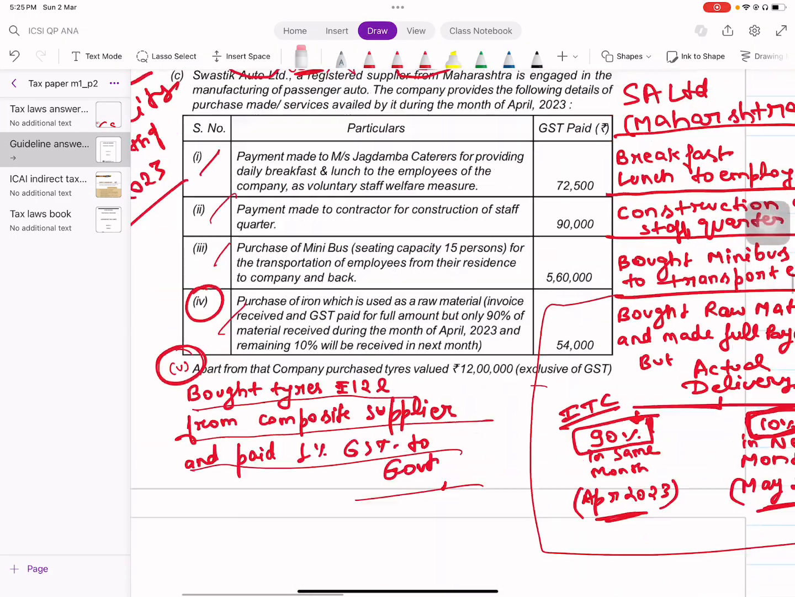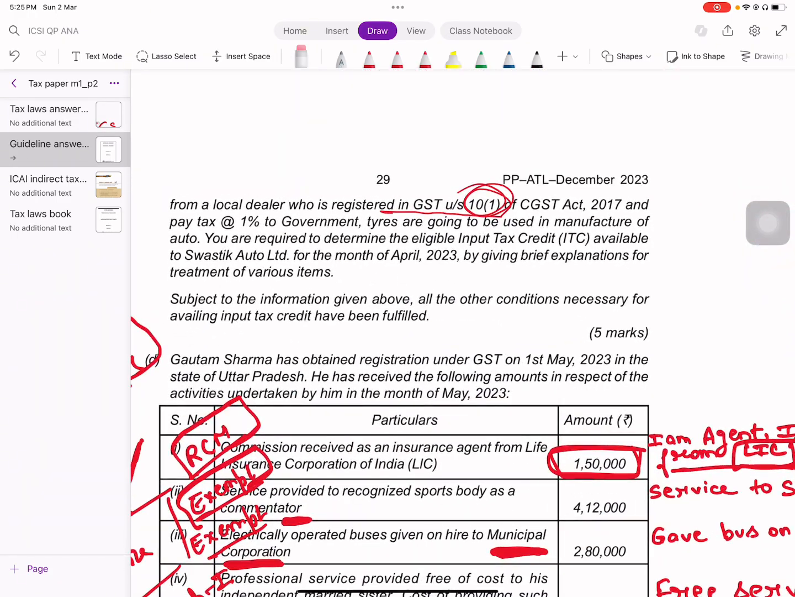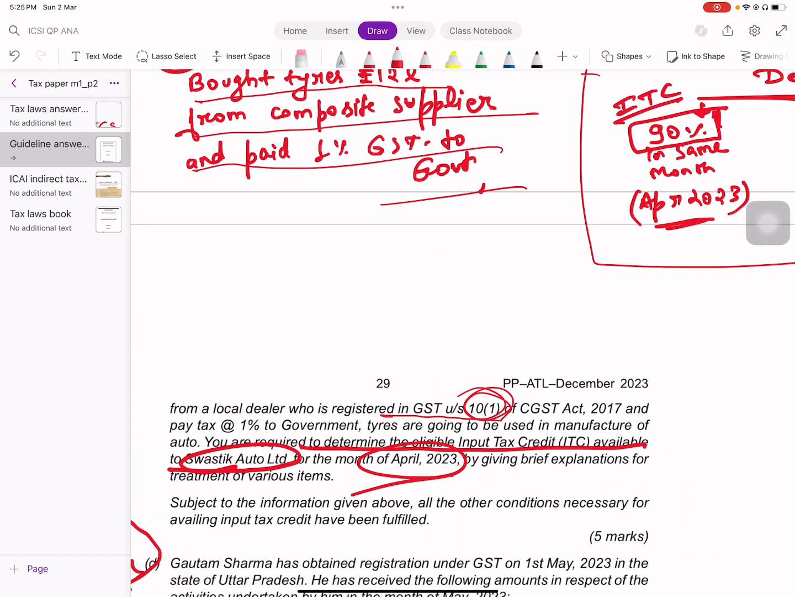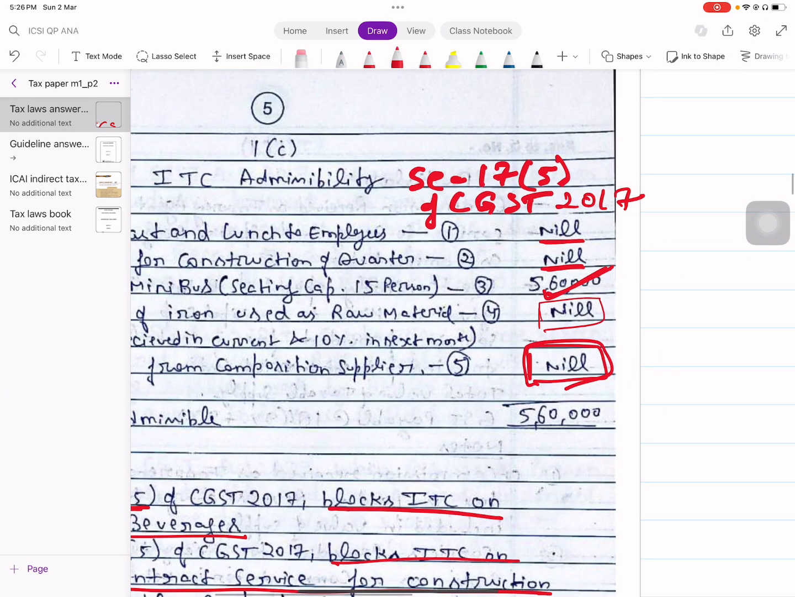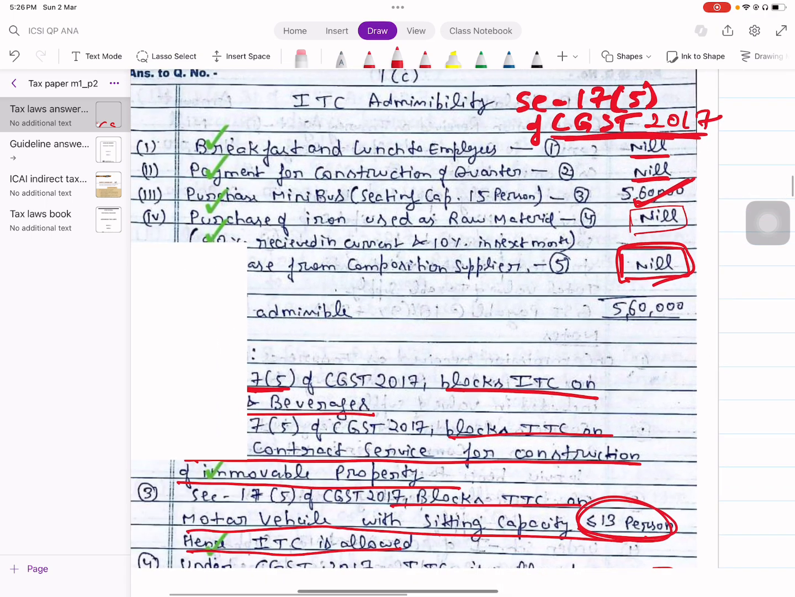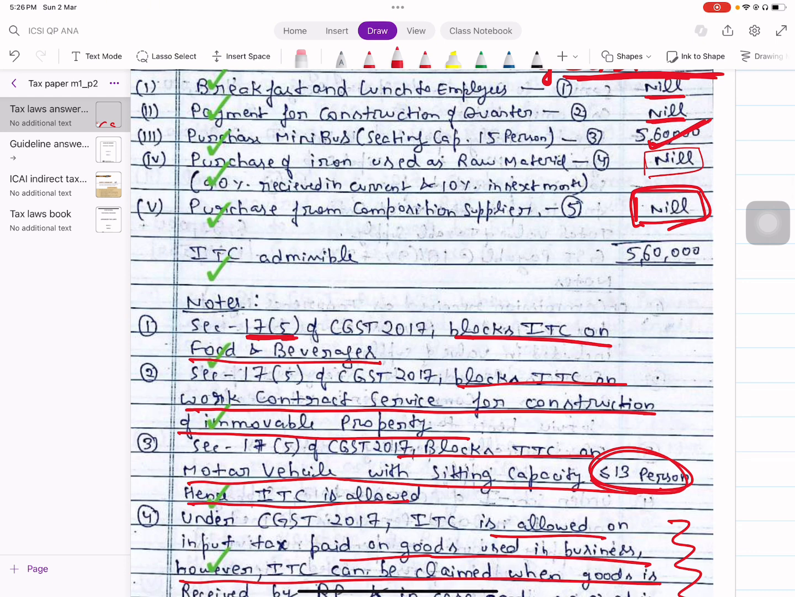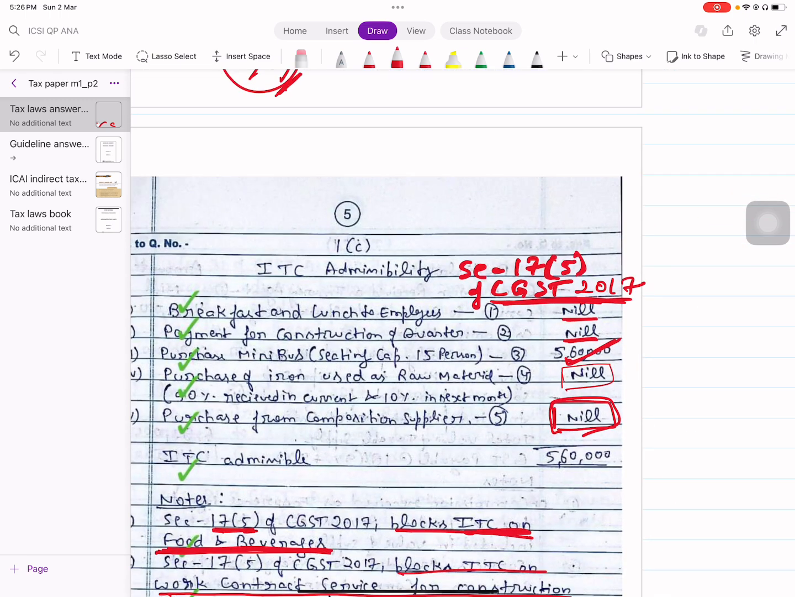Now the question number 1C. In question number 1C, we are required to determine the eligible ITC available to Swastik Auto Limited for the month of April 2023. The first purchase given was payment made to Miss Jagdamba Caterers for providing daily breakfast and lunch to the employees of the company. Under section 17, subsection 5 of CGST, a negative list is provided which blocks ITC for certain purchases. Under section 17(5), ITC is blocked for food and beverages, and that is why breakfast and lunch for employees is nil.